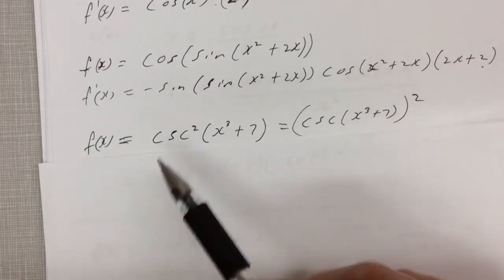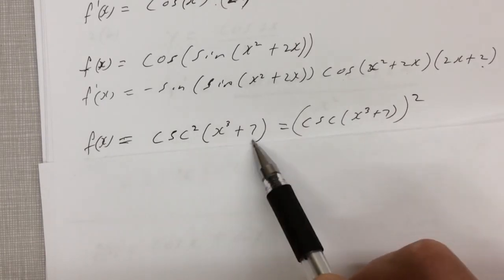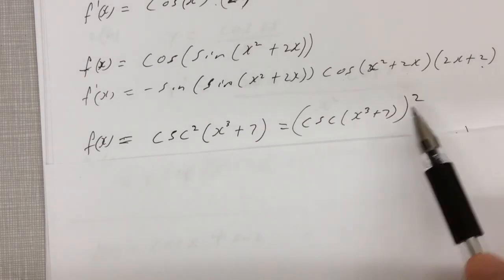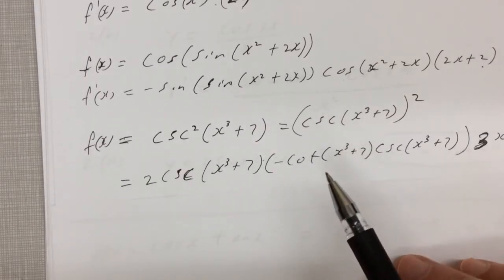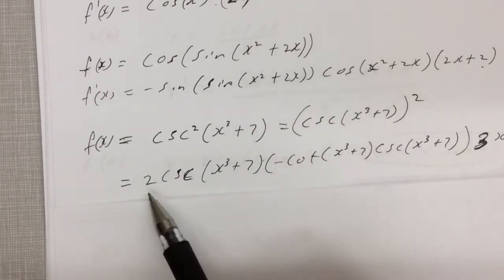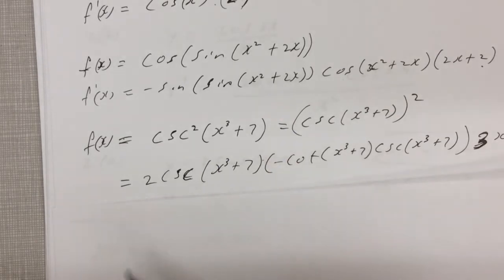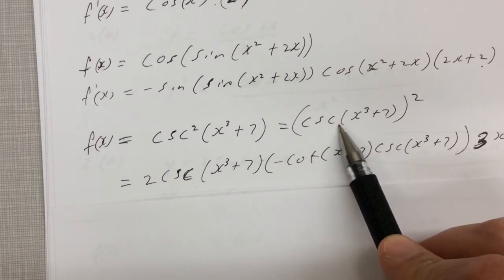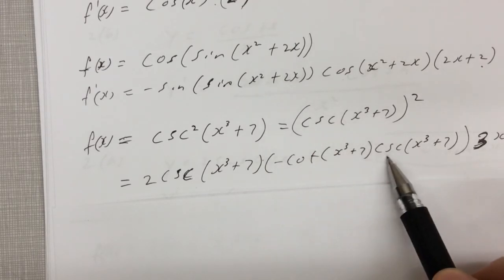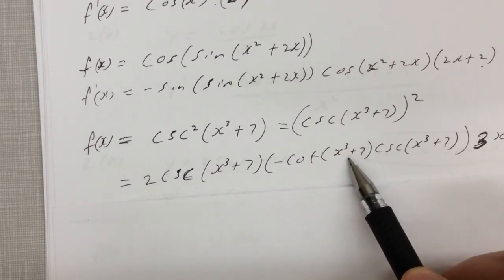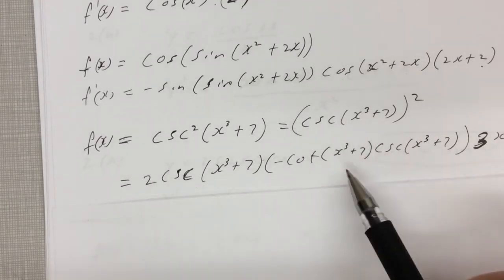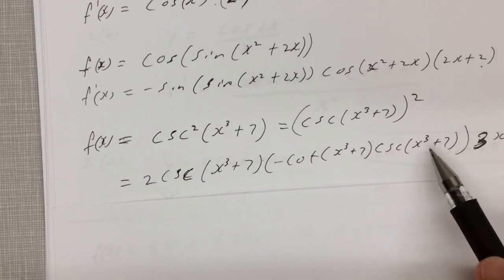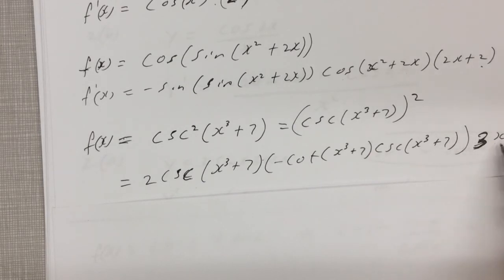Something like this one, cosecant squared of x cubed plus 7. Well, you can take this squared on the outside of the whole thing if it's easier to look at. And so the 2 comes down in front. Power is now 1. And then the derivative of the inside. So the derivative of cosecant is negative cotan cosecant. But you can't change the variable inside yet because that's still a chain rule. Then you multiply it by the derivative of the inside. So the derivative of x cubed plus 7 is 3x squared.